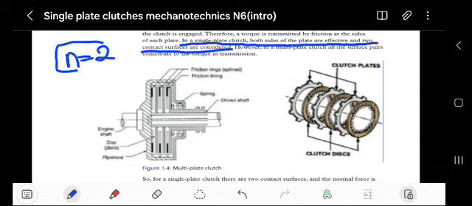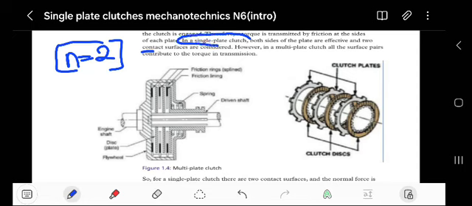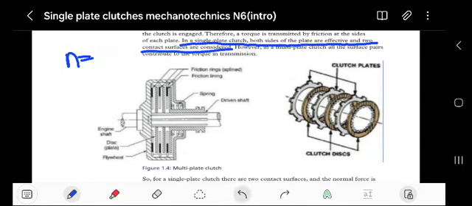We'll discuss this n. This is the number of contacts, n. When you're dealing with a single clash, there are 2 contacts. However, in a multiple clash, all the surface pairs contribute to the torque transmission. So that means n will depend on the number of plates.